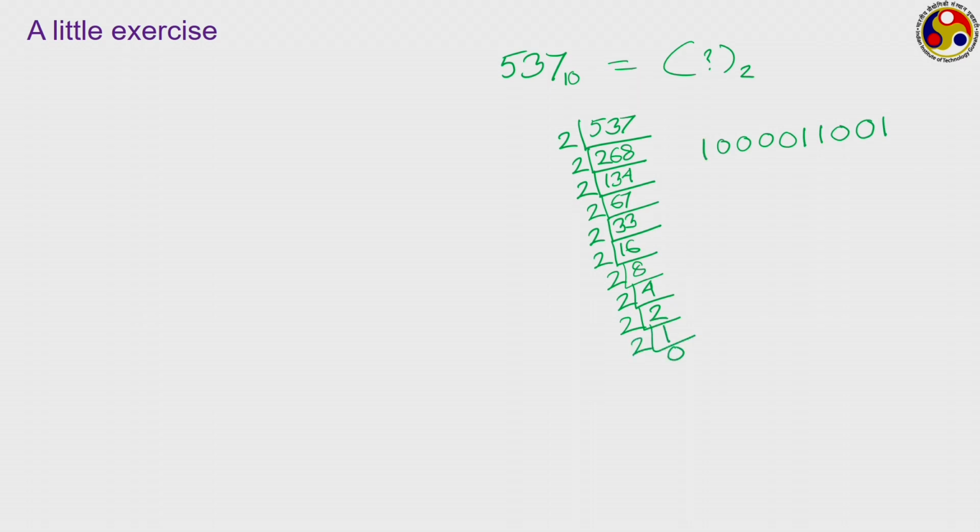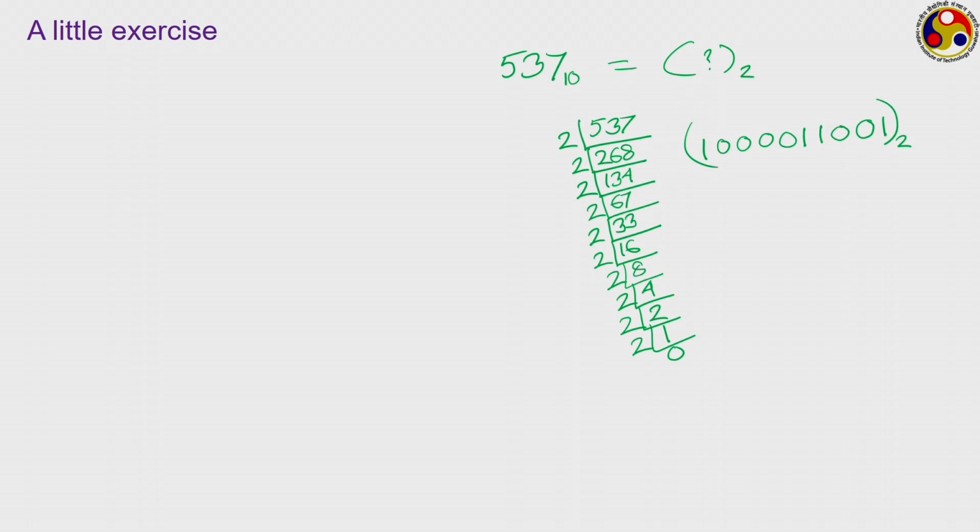So, it is quite a long chain of numbers. How many digits do we have? 1, 2, 3, 4, 5, 6, 7, 8, 9, 10. That means we started with a 3-digit decimal number and we have ended up with a 10-digit binary number. I hope I have done it correctly. If there is any mistake, please try on your own.